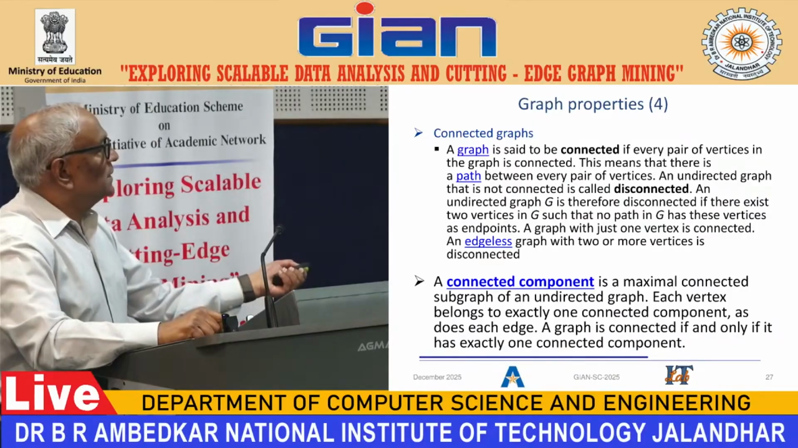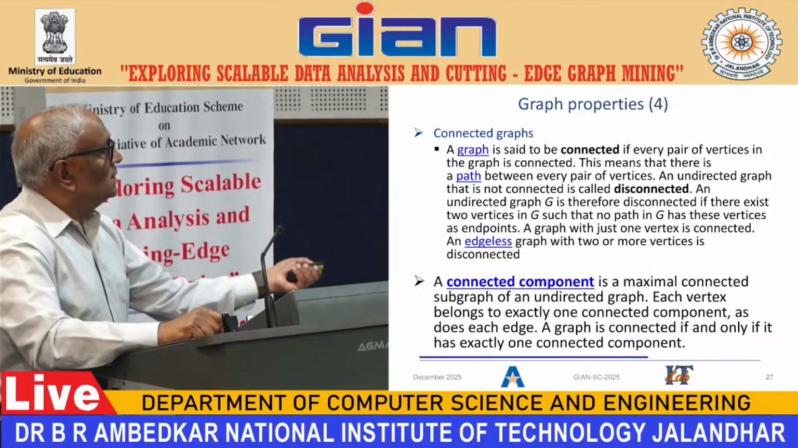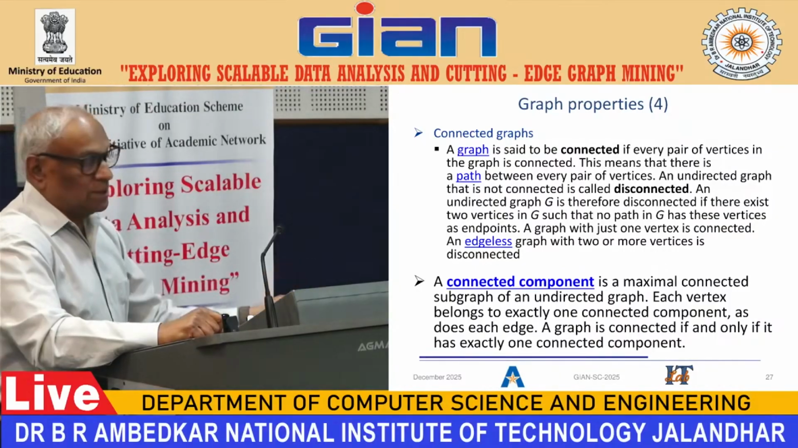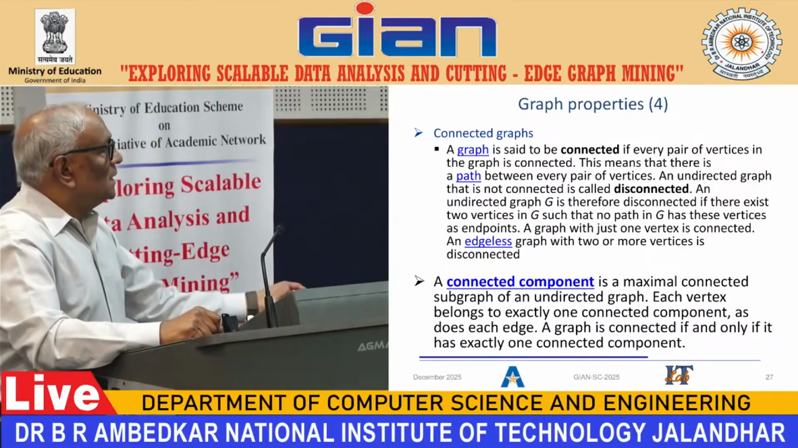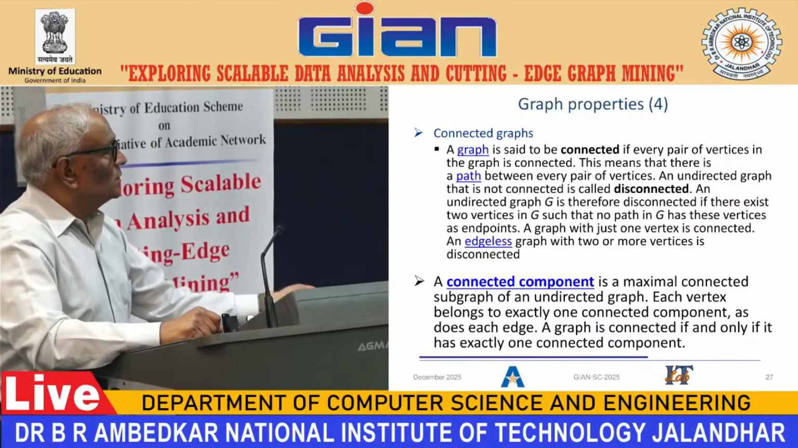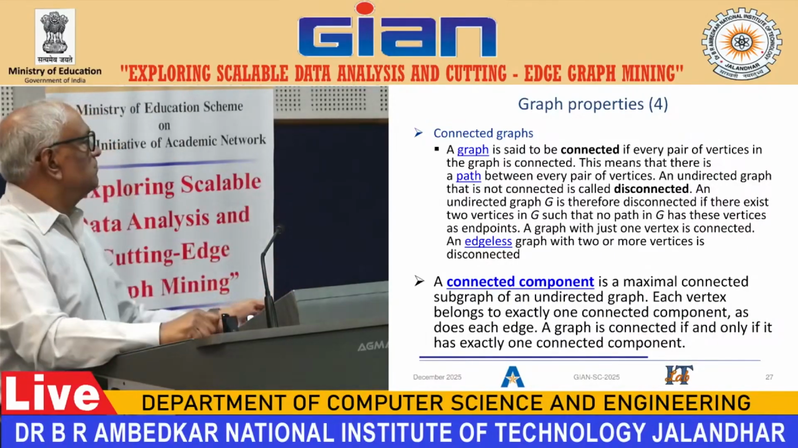An undirected graph that is connected is called, that is not connected is called disconnected. An undirected graph G is therefore disconnected if there exist 2 vertices in G such that no path in G has these vertices as endpoints. A graph with just 1 vertex is considered by definition connected. An edgeless graph with 2 or more vertices is considered disconnected. So these are the definitions.